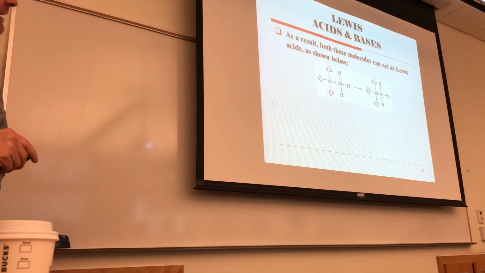Okay, so here's an example of that. Here I'm going to use the NH3 ammonia again, with the 2 electrons on the nitrogen, and the electron deficient aluminum. The NH3 can act as a base by donating this pair. The aluminum can act as an acid by accepting that. And then I end up with this structure right here. Okay, that's it.